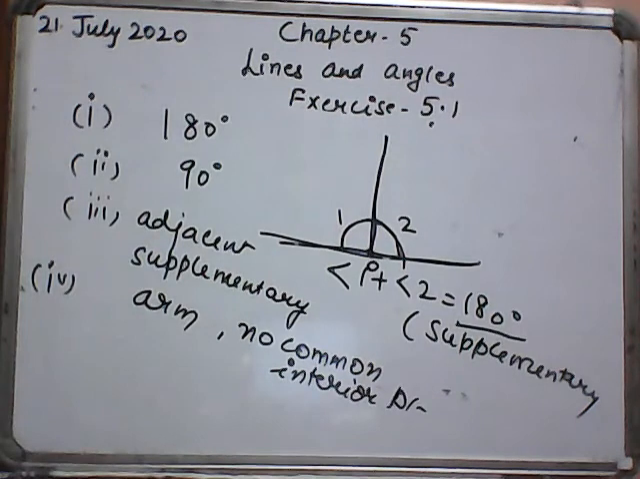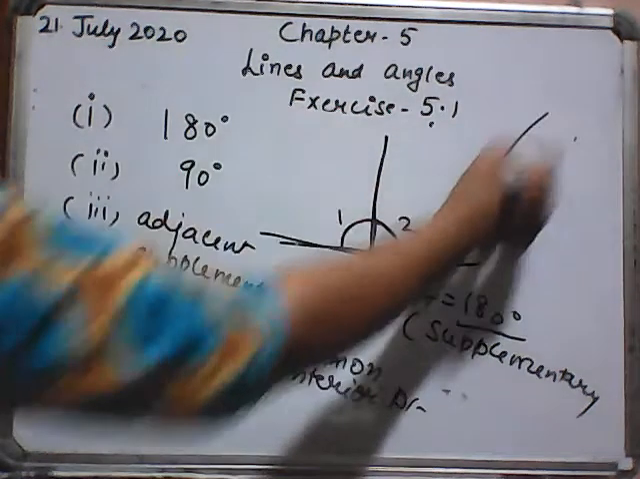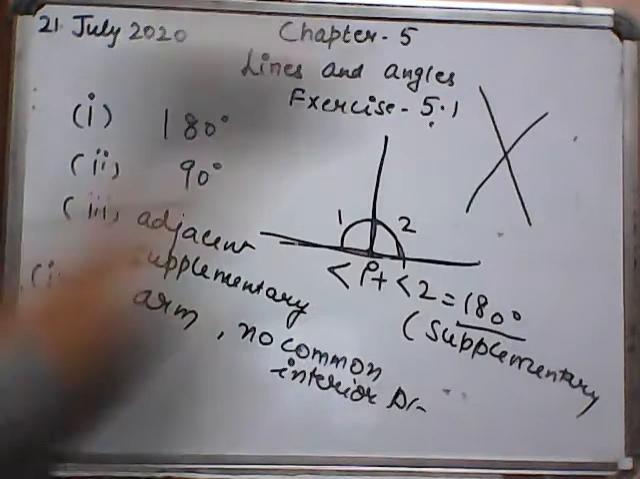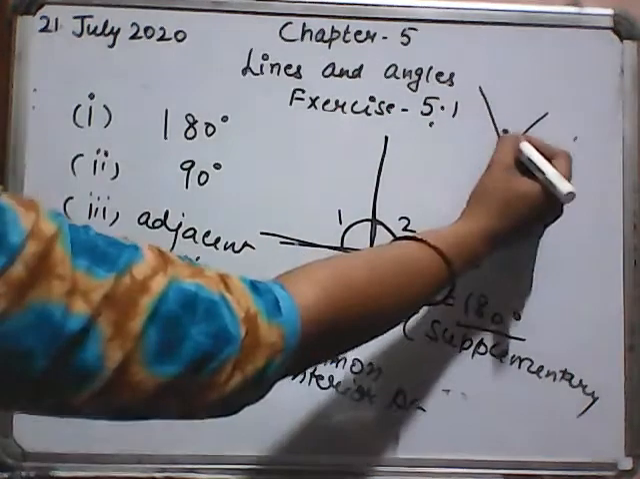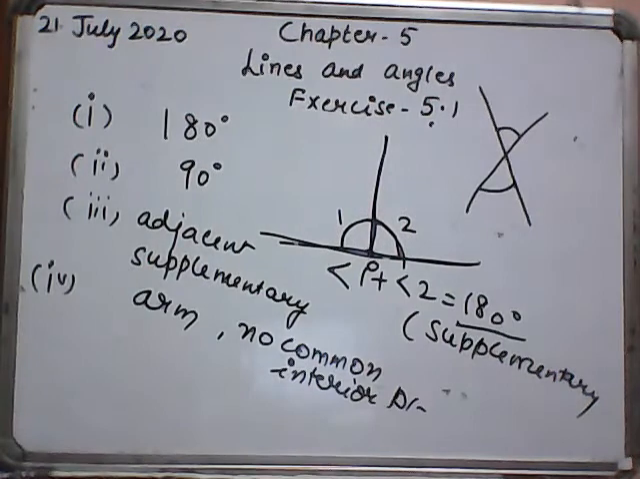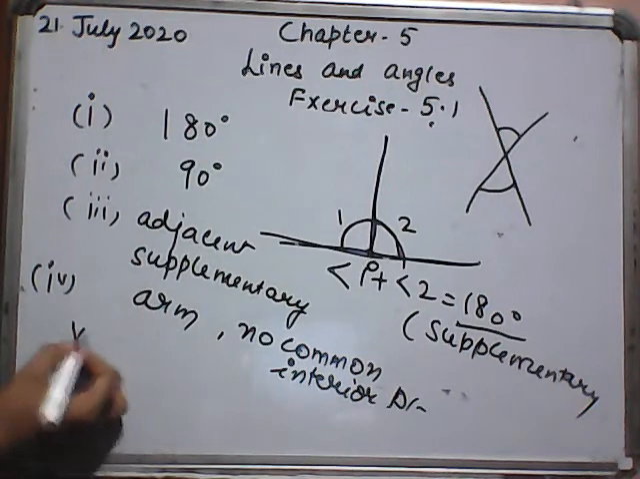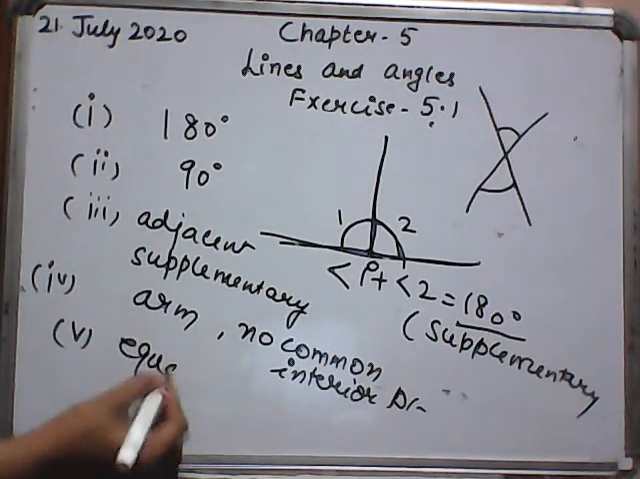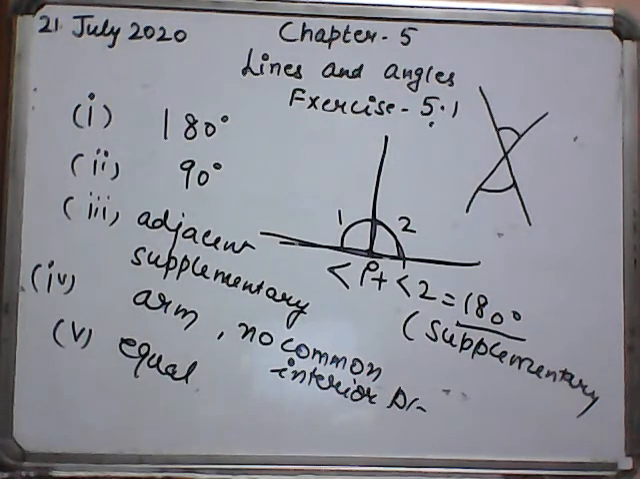Vertically opposite angles: we read, if two lines cross each other, then the angles opposite to each other are equal. These are known as vertically opposite angles, and vertically opposite angles are always equal. So in the next part, vertically opposite angles are always equal. Let's move to the next question.